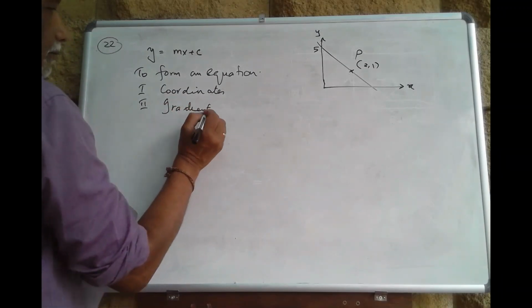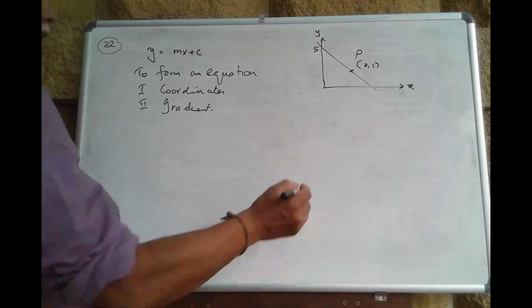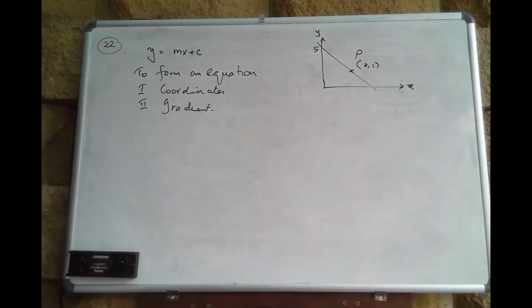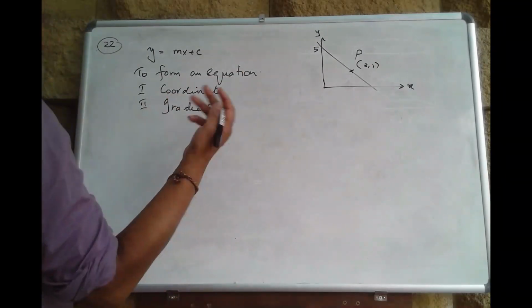Okay, so in fact, if you look at that, we have the coordinate but we don't have the gradient. Also we need the intersection. We can always find that one.